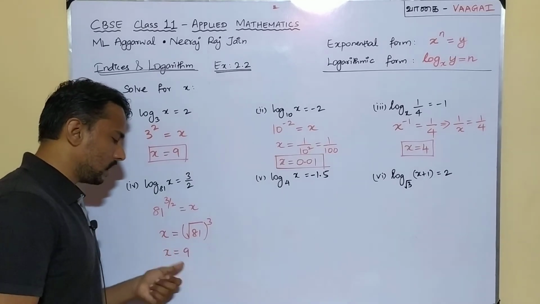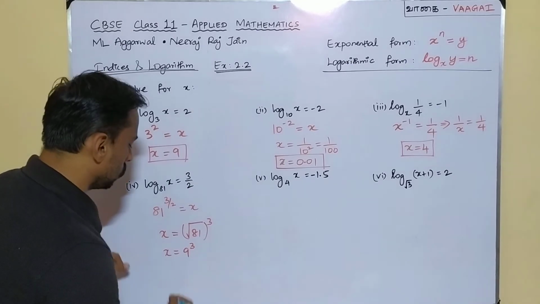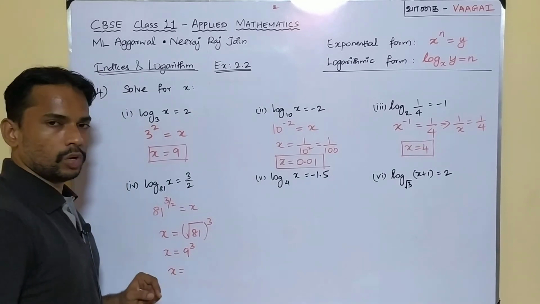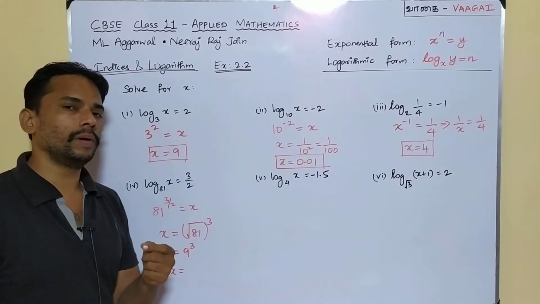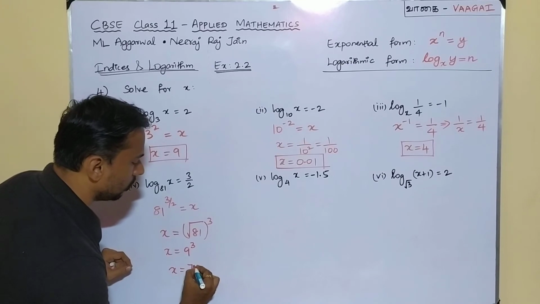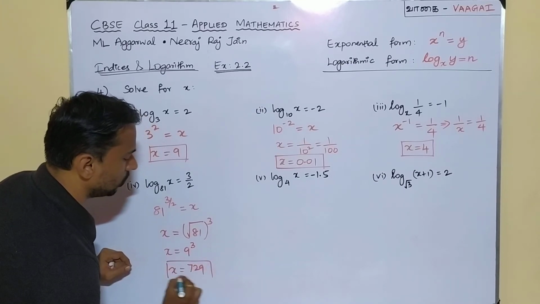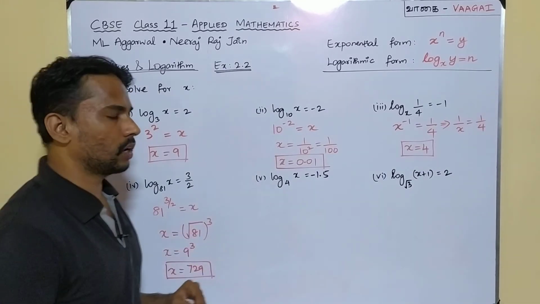So root 81 is 9. So we'll get x is equal to 9 cube, because we have a cube here, 9 cube. So that means x is equal to, what about 9 cube? 9 square, 9 9s are 81, and 9 cube will be like 81 into 9. So we'll be getting 729. So x is equal to 729 is going to be the answer for our fourth subdivision. Yeah, next one we'll come to the next question.